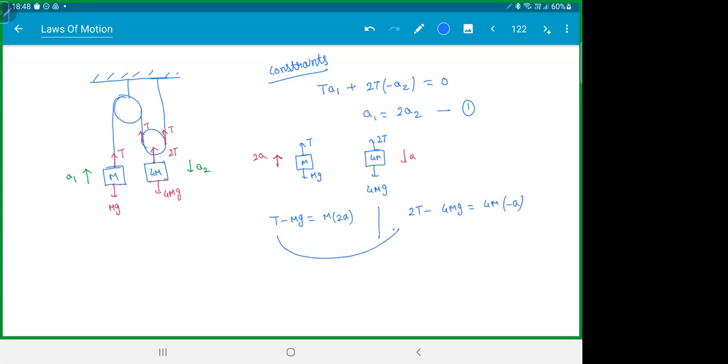Take T from here and dump it in this. So 2 into (mg plus 2ma) minus 4mg is equal to minus 4ma. Bring all a's to one side, 8ma. Bring all mg's to one side, 2mg. a is equal to g by 4. Check. That means this small block, the big block, is going down with g by 4, and this guy is going with g by 2 upward.